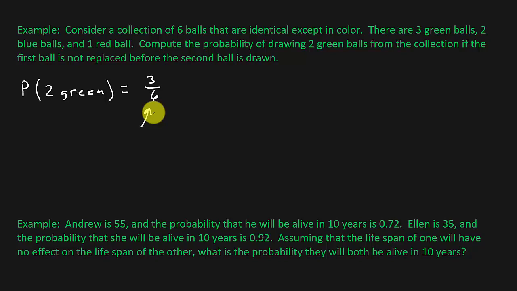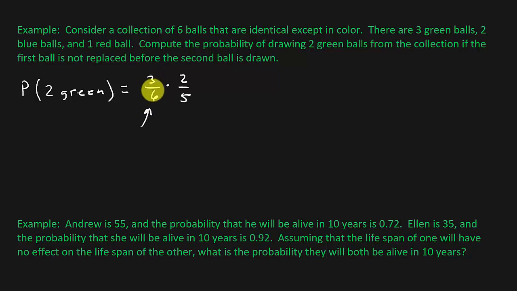All right, now we're going to reach in there and grab another one. So times, what's the probability that we get a green ball on the second draw? Well, that's going to be 2 over 5. Okay, so what happened here? All right, so on the first draw, the probability was 3 divided by 6. There's 3 green balls and there's 6 total.